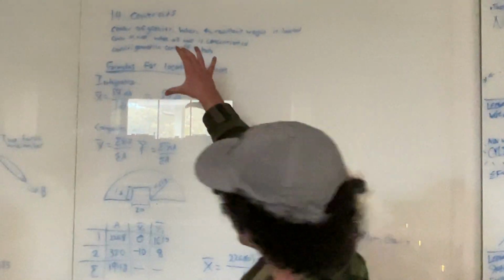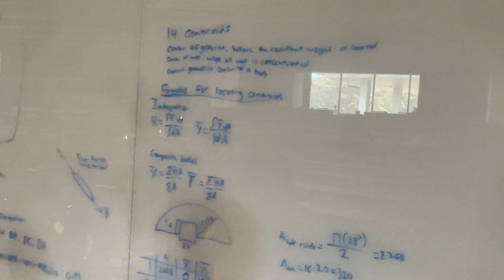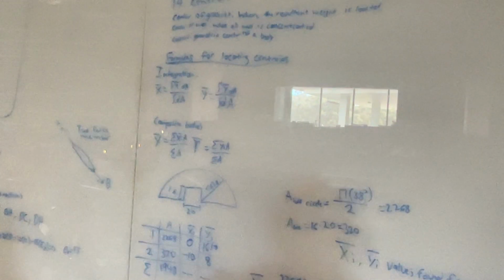Here we go. Let me tell you about centroids. I got some definitions to start off. We have the center of gravity, which is where the resultant weight is located, the center of mass, where the mass is all concentrated, and the centroid, which is the geometric center of the body, the physical center of it. We just want to locate them essentially. We have 2 ways of doing that.